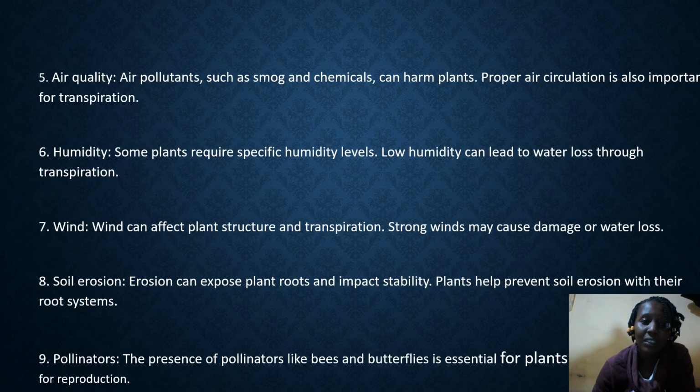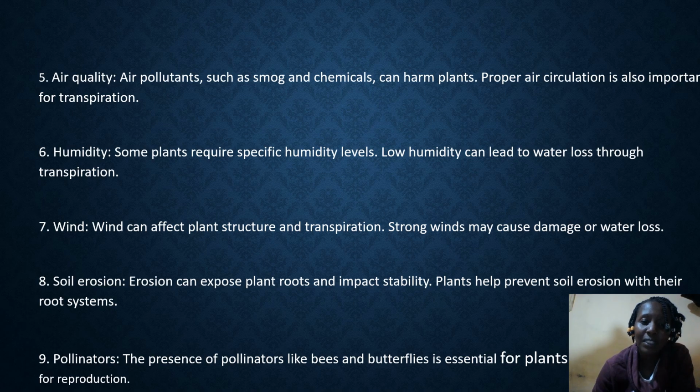5. Air quality. Air pollutants such as smoke and chemicals can harm plants. Proper air circulation is also important for transpiration. 6. Humidity. Some plants require specific humidity levels. Low humidity can lead to water loss through transpiration.